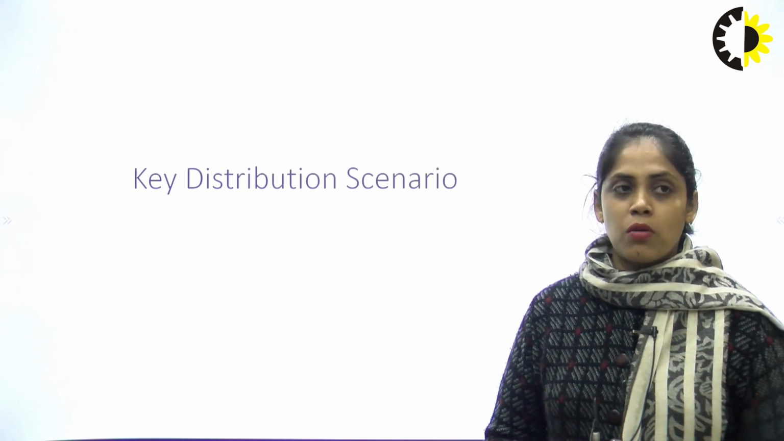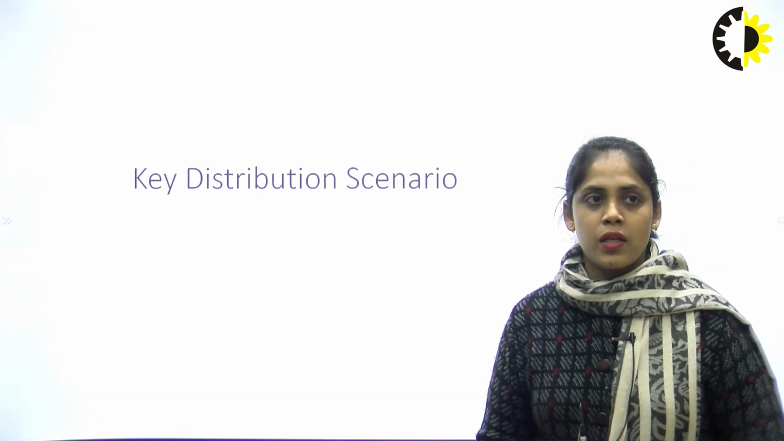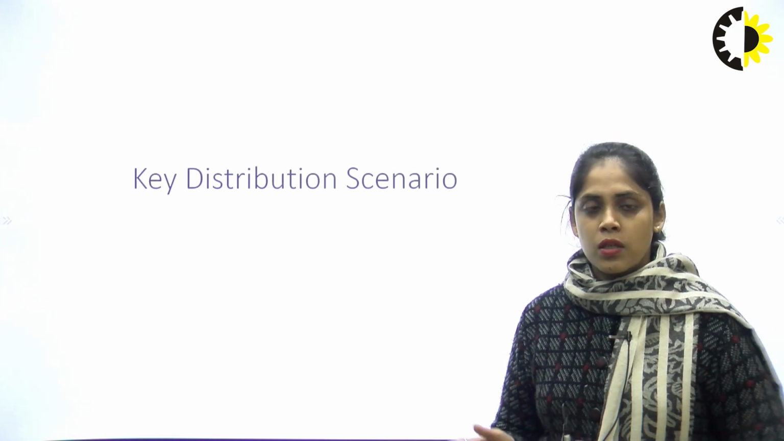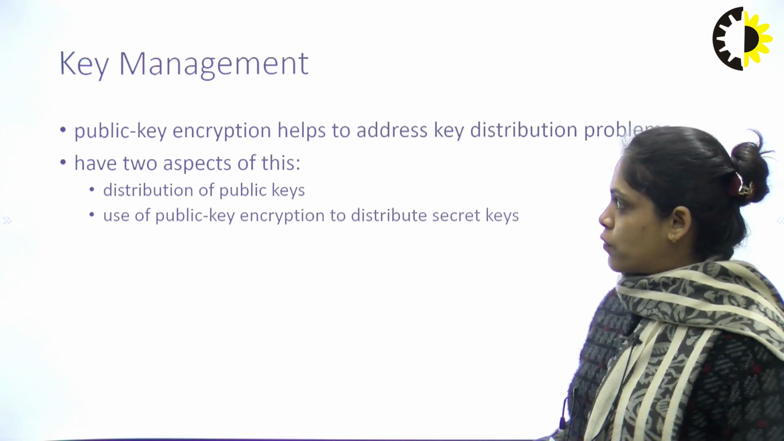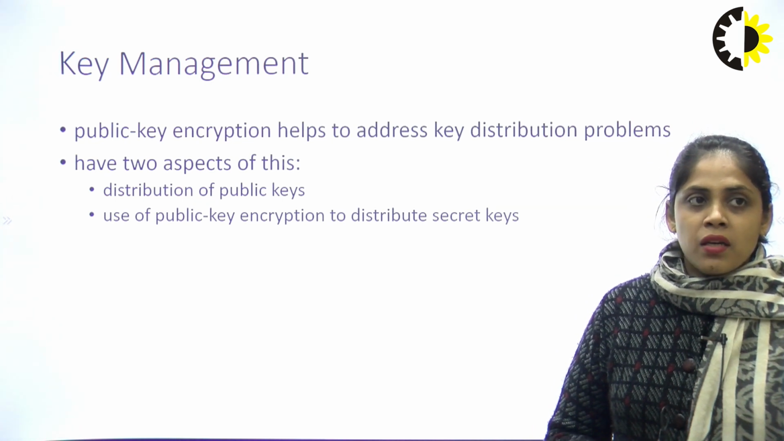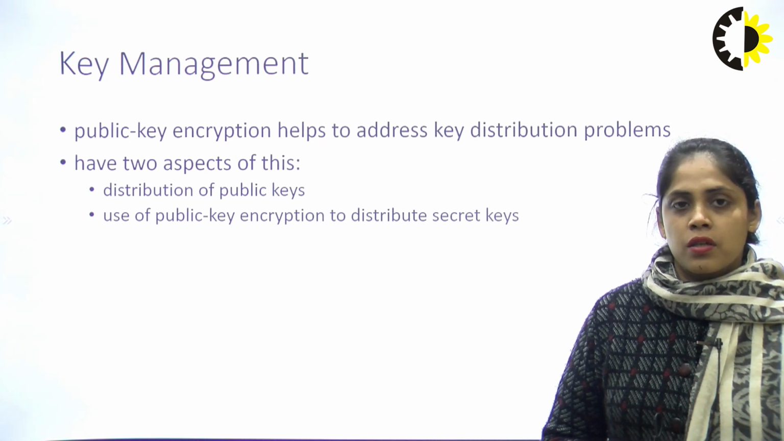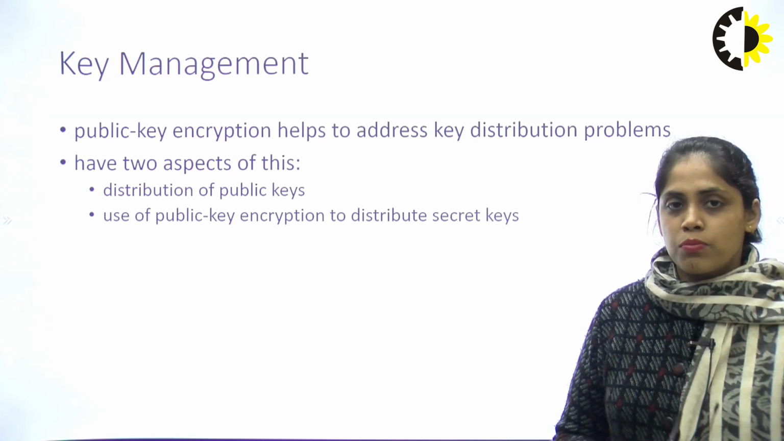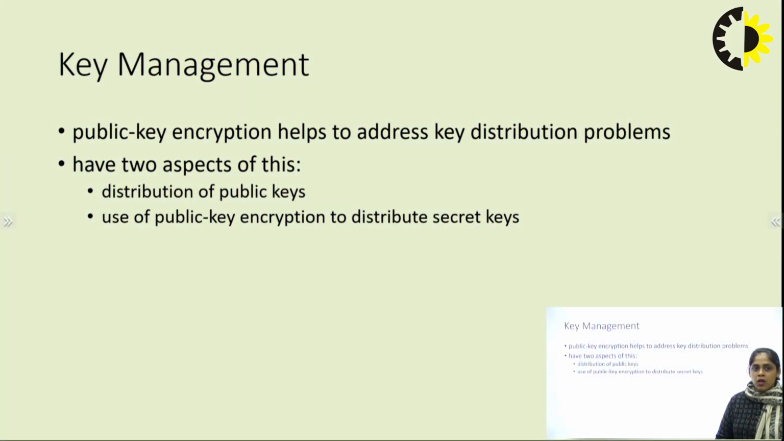We are going to talk about how this key distribution will take place on an open network so that it will remain secure and no third person can easily access it. For this, first of all, we need to talk about what key management is. Public key encryption helps to address the key distribution problem, and it has two important aspects. First is distribution of public keys, and second is use of public key encryption to distribute secret keys. The main target is just to keep our information secure.